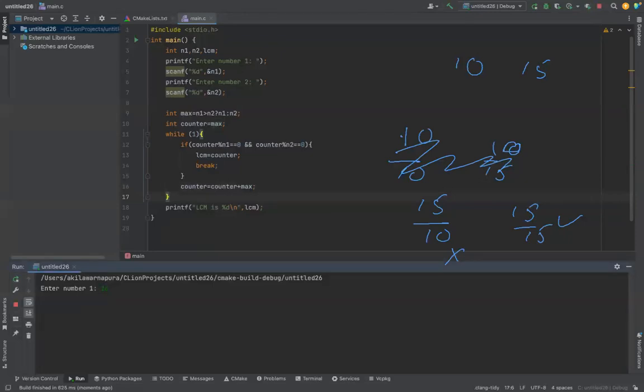Let's say 10 and 15. The 30 is the value. Any questions up to here? There is no point of using this one. If you want, you can use counter plus plus. That is also correct. But you are executing unnecessary values also. That means you are wasting computer resources. Okay, so this is the optimized one.